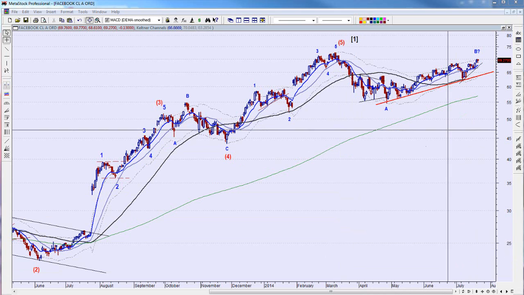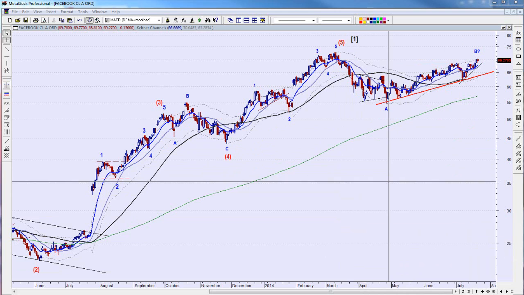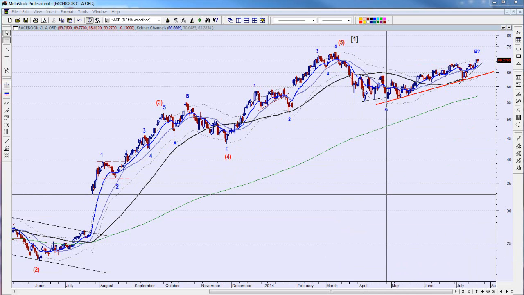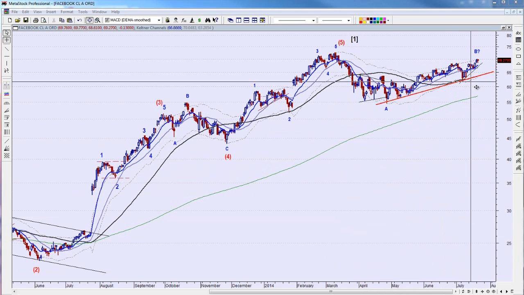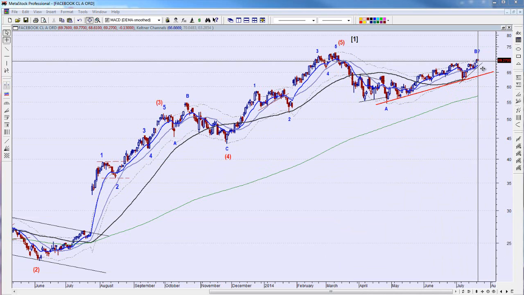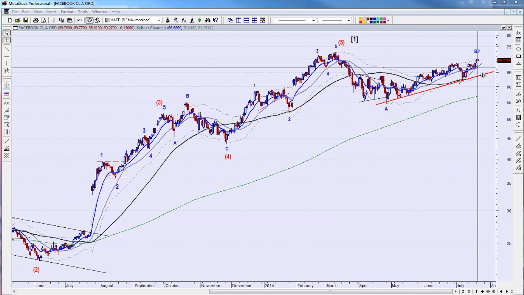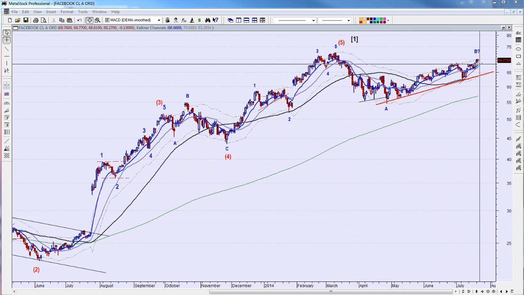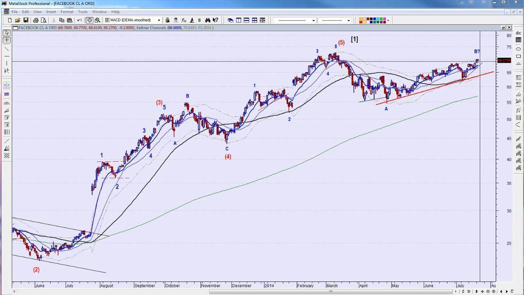We're going to take a look at Facebook and walk through an analysis of Facebook here. Today is July 23rd, 2014, so the data that we have here is through end of day yesterday, the 22nd. It's going to be interesting after the market closes today. Facebook will be out with its earnings.